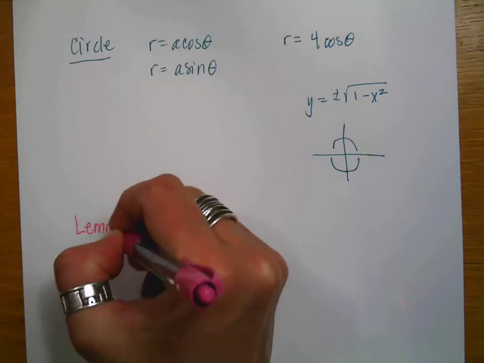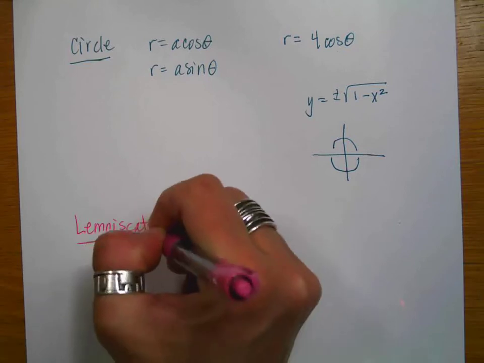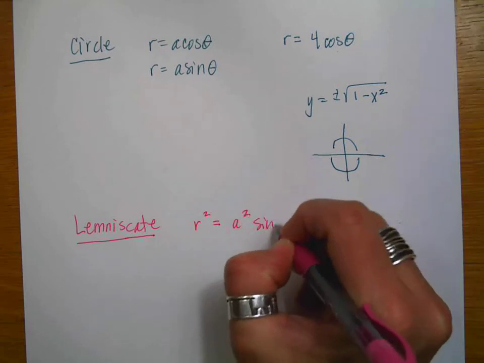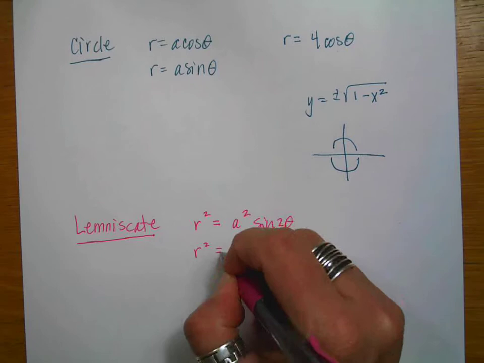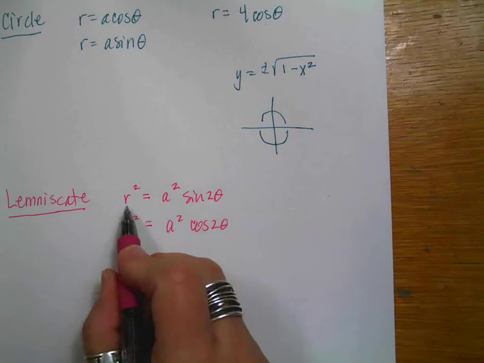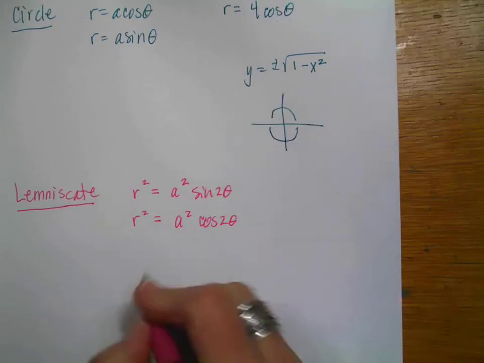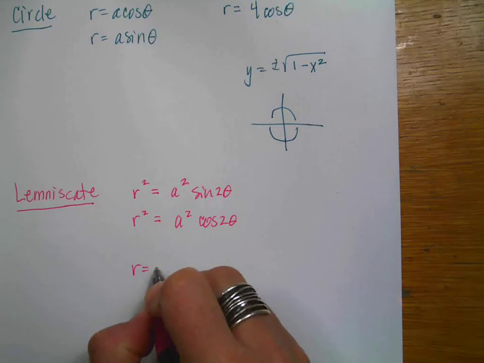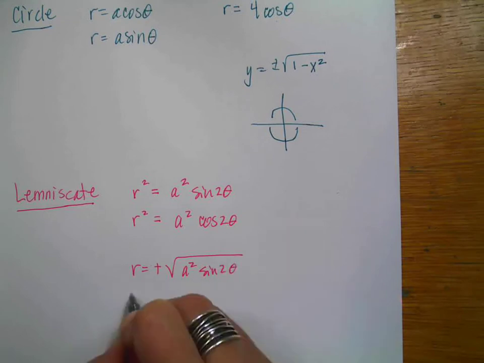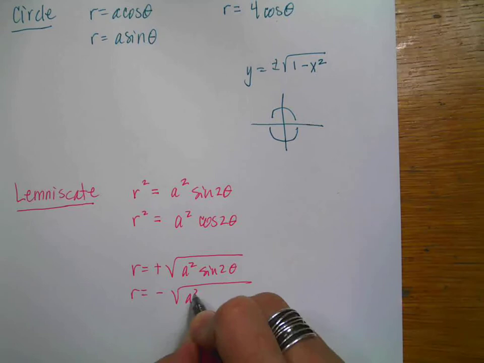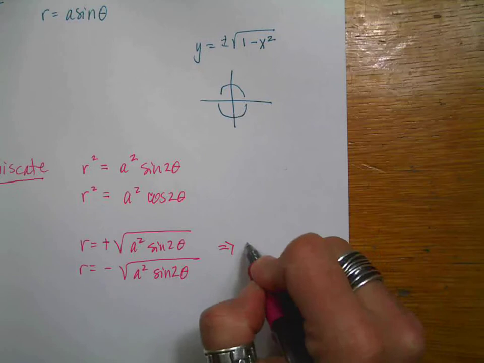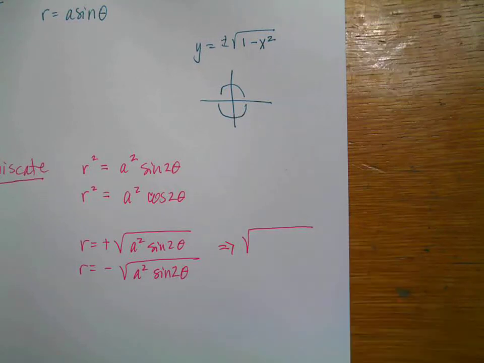The next shape that I want to talk about, our last shape, is called a lemniscate. And I don't know where they come up with these names. But the equation is r squared is equal to a squared sine 2 theta, or r squared is equal to a squared cosine 2 theta. Okay? So if I put this in my calculator, I still have to enter a plus or a minus. So I'm going to get r is equal to the positive square root of a squared sine 2 theta, and r is equal to the negative square root of a squared sine 2 theta. So let's enter the equation just to see what happens.